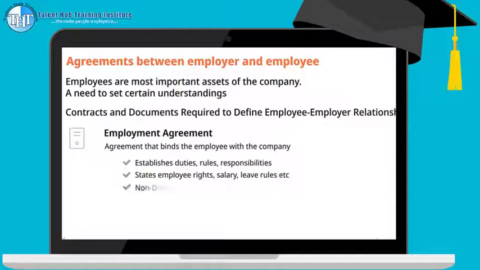Non-disclosure. It puts a restriction on disclosure of any confidential information. Non-compete. That prohibits the employee from entering into competition with the employer. Ownership of inventions.